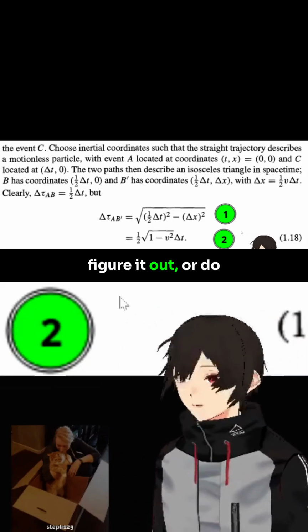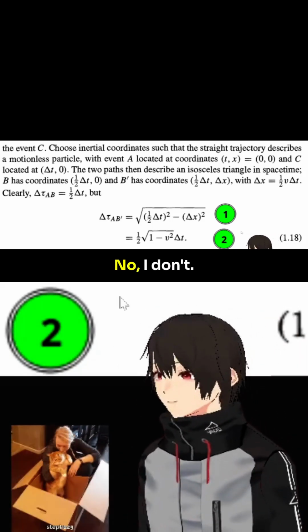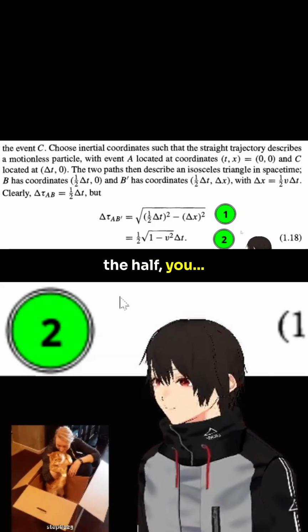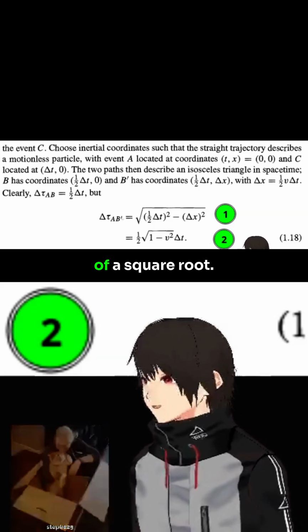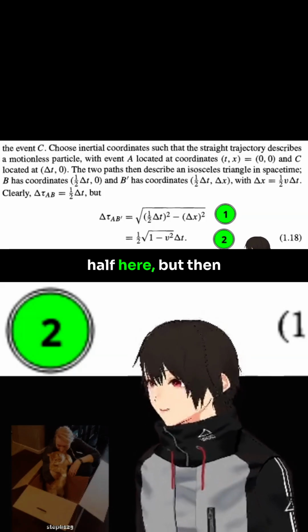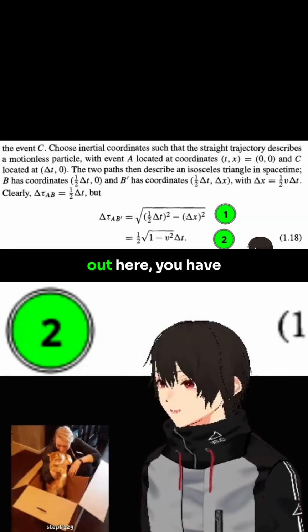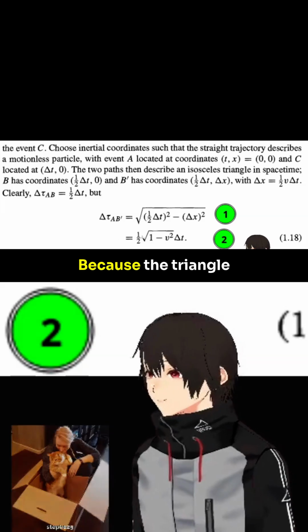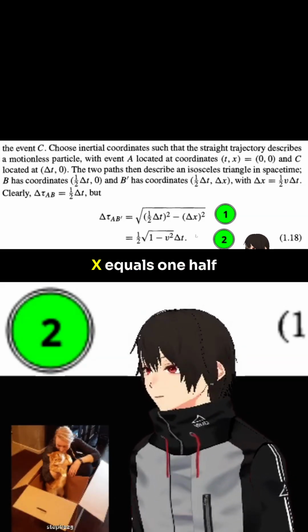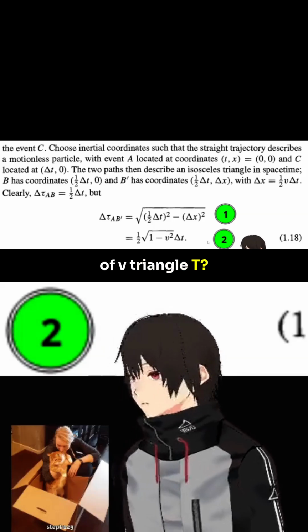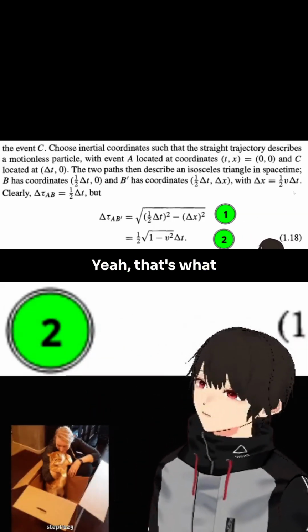Do you want to try to figure it out, or you want me to just tell you the solution? No, I don't. Like, you take out the half, you... Yeah, but you can't just take a half out of a square root. It won't be equal, right? Because there's a half here, but then there's a minus here. So if you take a half out here, you have to take out a half from here somehow? Right, because the delta x equals 1/2 of v delta t. Yeah, and so you can substitute that. Yeah, that's what I was missing.